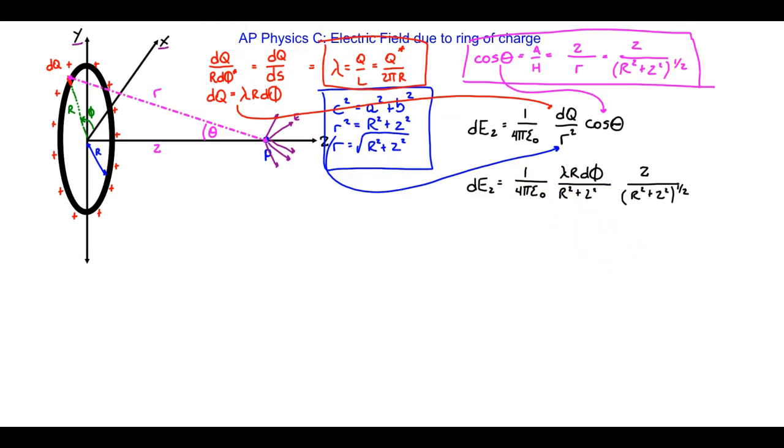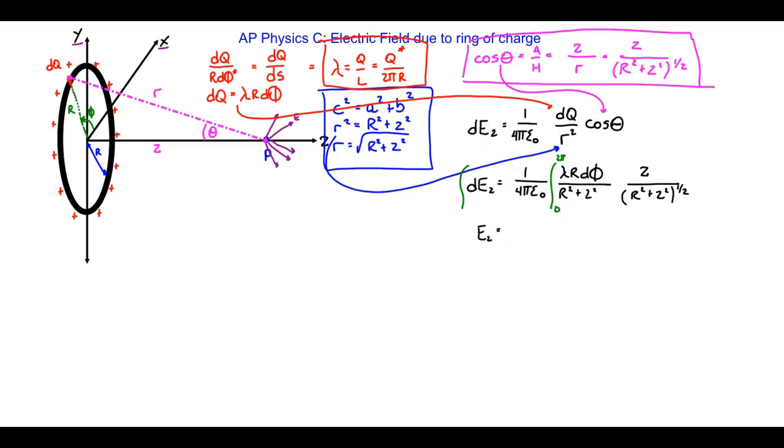My next step is to integrate both sides. I'm going to integrate all the little dq's from 0 to 2 pi, basically going all the way around the circle, and I'm going to pull out some constants. When I integrate on the left-hand side, that just becomes the electric field in the z direction.